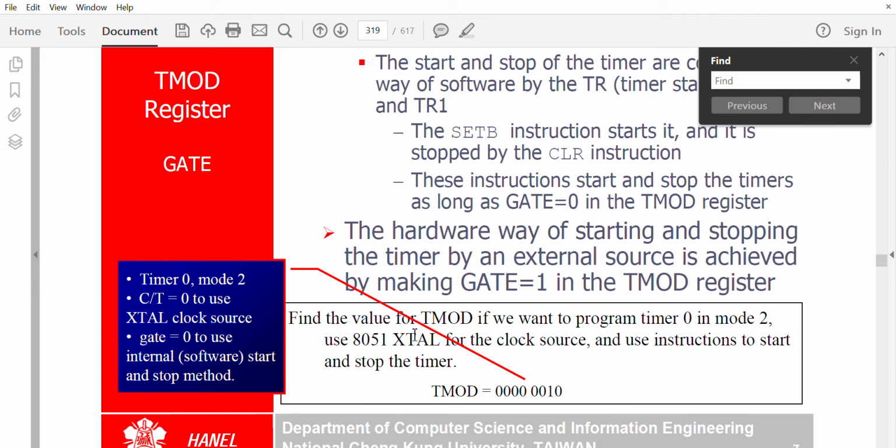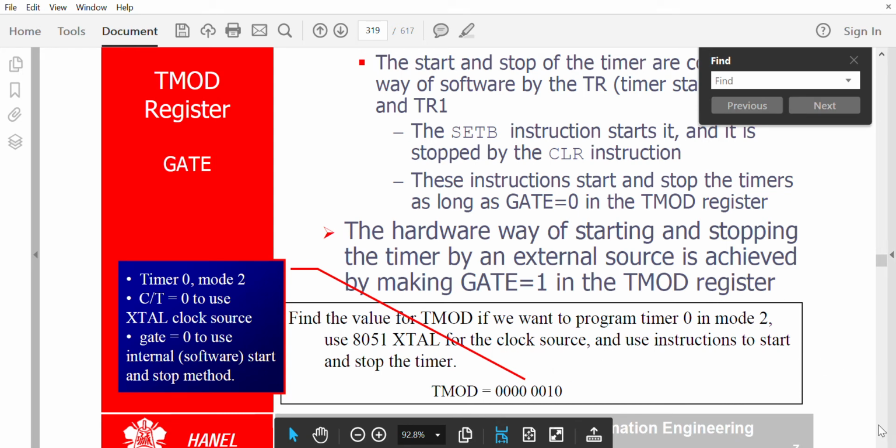Now we'll come to a problem. Find the value for TMOD if we want to program timer 0 in mode 2. Timer 0 in mode 2 means timer 1 is not in the picture. So for timer 1, the higher order 4 bits will be 0 and the lower order 4 bits will be 2. So it will be equivalent to 02. So TMOD will be 02H. Now the latter part of the question we will go through in detail.